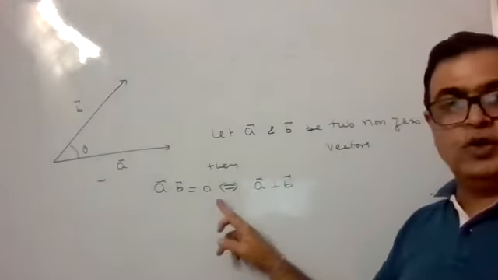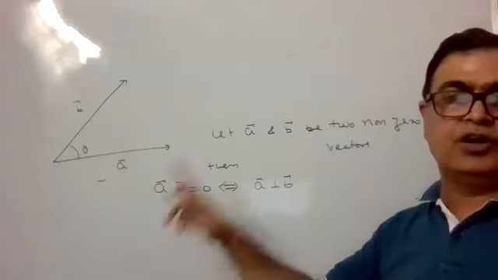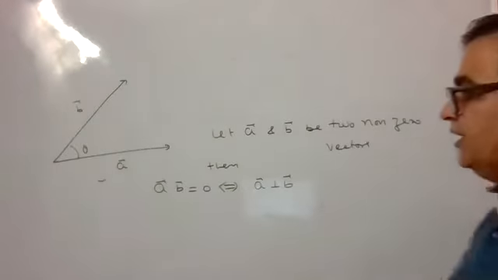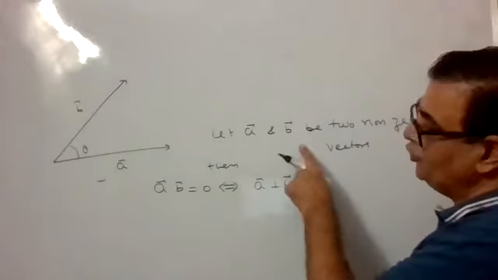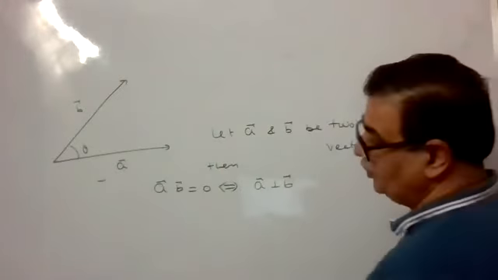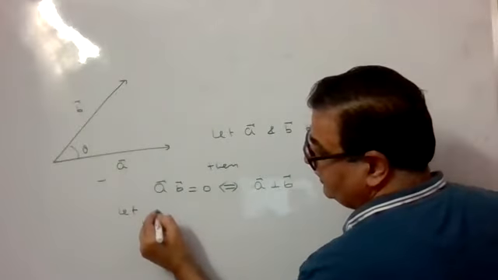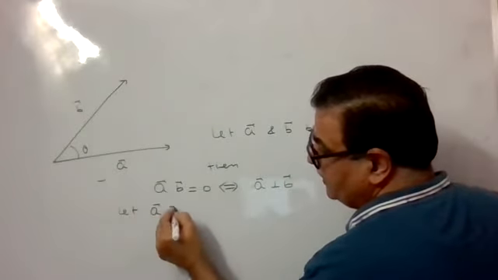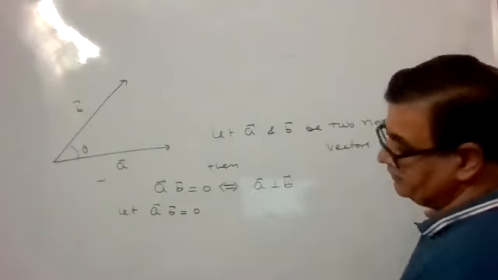A dot B is 0 implies A is perpendicular to B, and if A is perpendicular to B, A dot B is 0. So this is the result we should remember. You can prove it easily. One thing I already told you: A and B are non-zero vectors. So we start with this. Let A dot B be 0. I grant this and then I'll prove this.